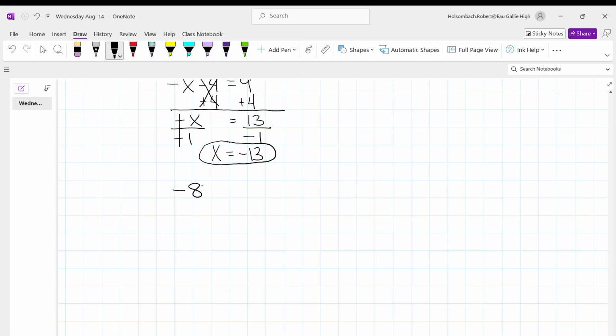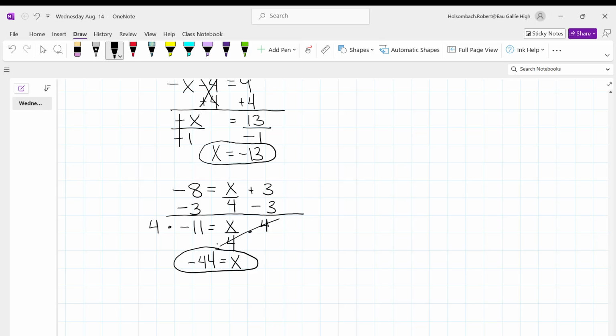Here we've got -8 = x/4 + 3. First step would be to subtract 3 from each side. So negative 8 minus 3, that's negative 11, is equal to x/4. And then multiply both sides by 4. Four times negative 11 would be negative 44. And on the right-hand side, the two 4's cancel and the x comes down. So negative 44 is equal to x.